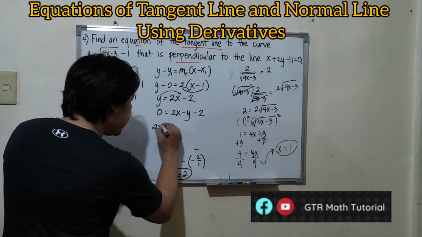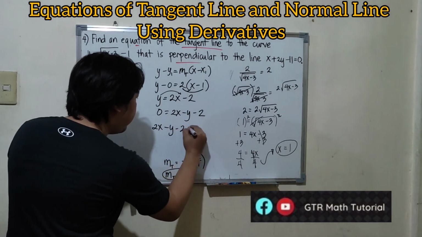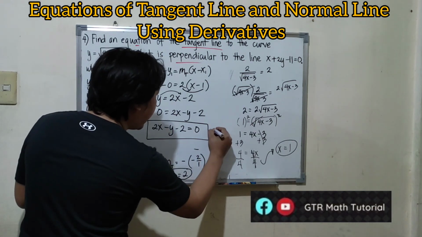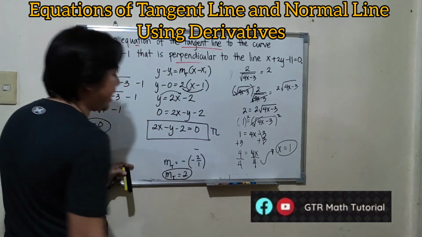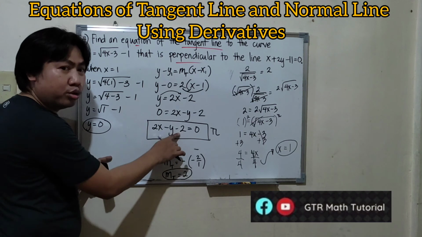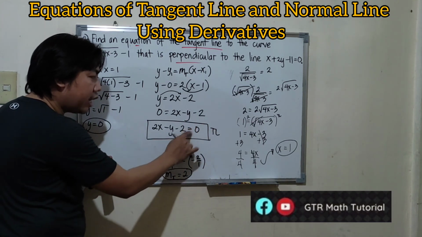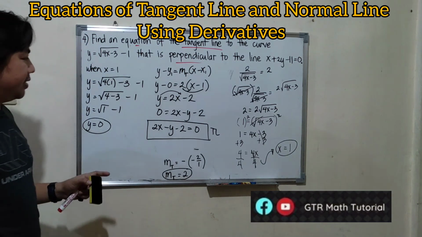So that is 2x minus y minus 2 equals 0. So this is the equation of the tangent line. Or we can put negative 2 to the right side, so that is equal to 2x minus y equals 2. That's the same. Okay?